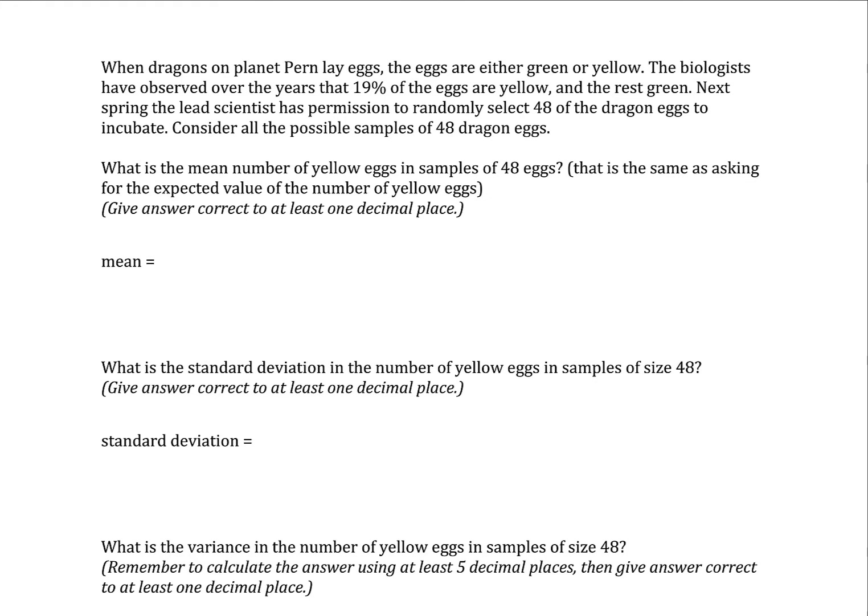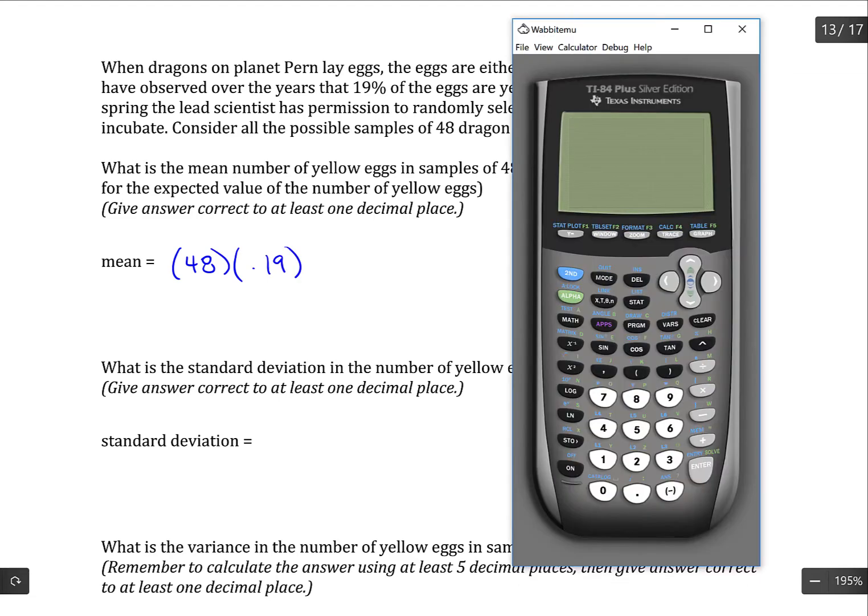Now, since it's a binomial distribution, we can use the formula mu equals n times p to find the mean of this distribution, and the mean of a distribution is the same thing as the expected value. So n is 48 in this case, p is 0.19. So if I take 48 times 0.19, that gives me an expected value of 9.1.